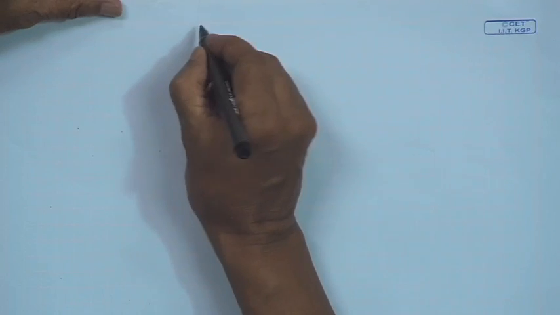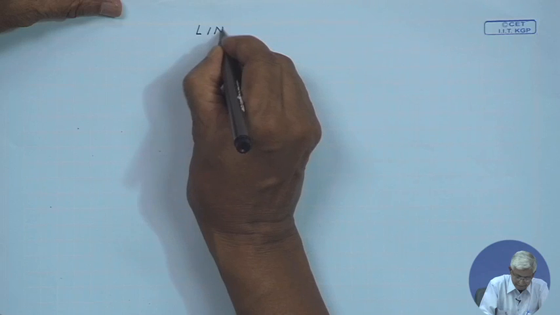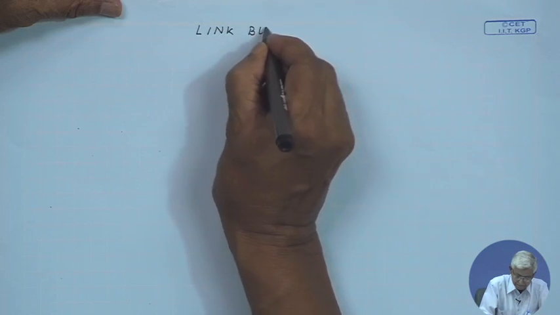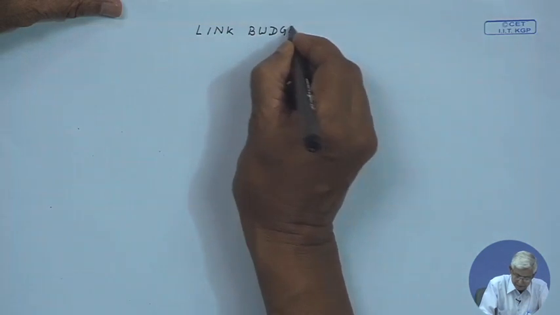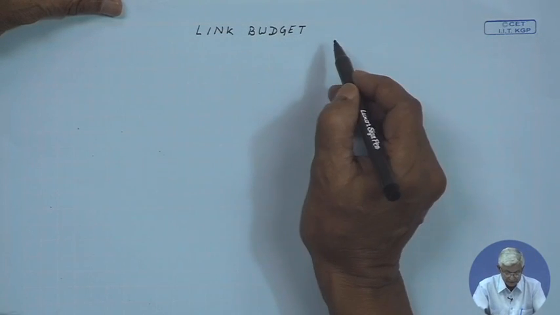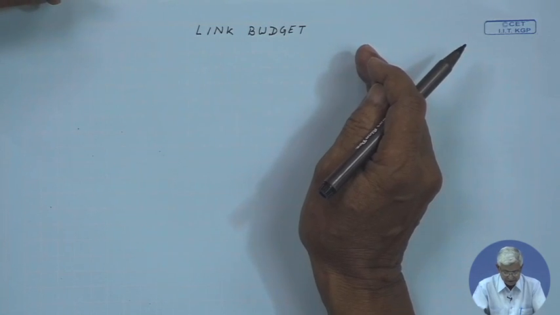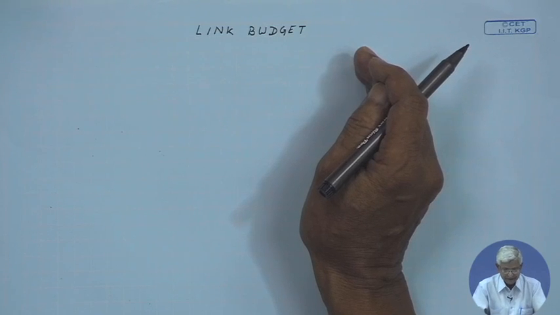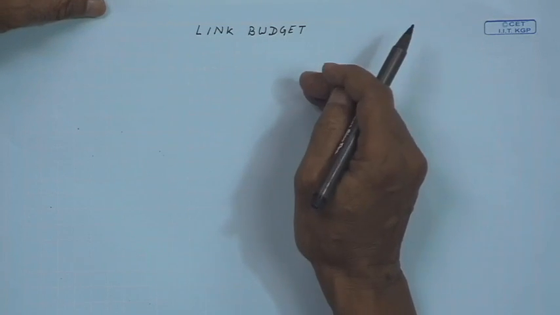Today onwards, for a few lectures, we will discuss one of the very important aspects of wireless communication, which is link budget. That means from the transmit side to the receive side, in the wireless link, how much power is required and how much will be the noise in it. So, first we will consider the power part, then we will go into the noise part.